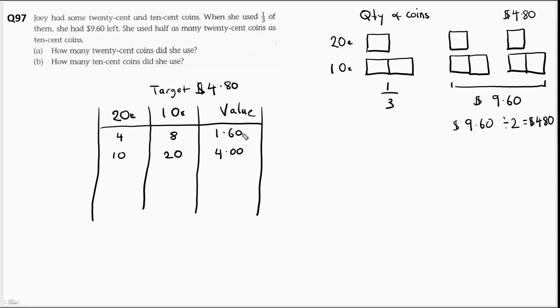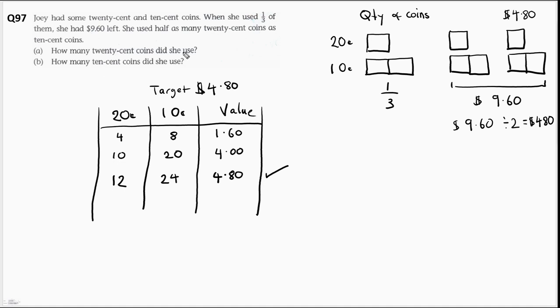I can see that 80 cents would be half of this, so I think we need to have 12 here. And if we've got 12 here, we've got 24 here. 12 here would be 240 cents, and 24 here would also be 240 cents. Together that indeed would be 480. So that is our answer.